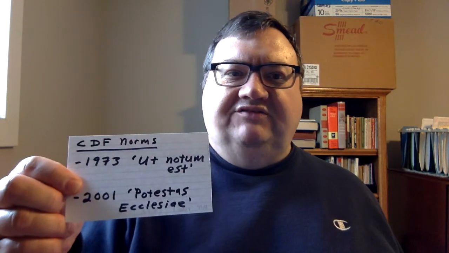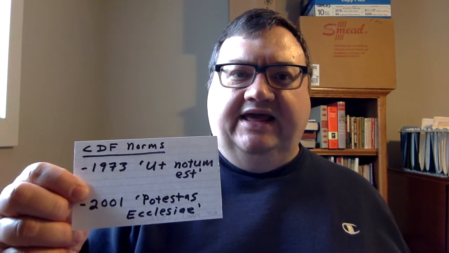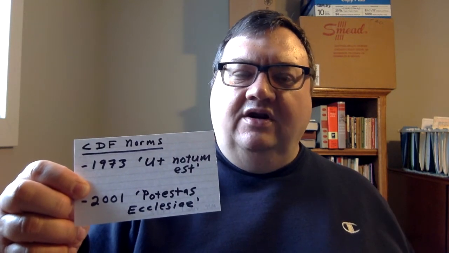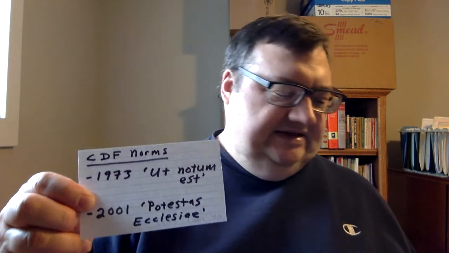As I told you, the 73 norms were called Ut Notum Est. The 2001 norms, which we're still operating under, are called Potestas Ecclesiae, and that is what is going to be the subject of our next video. We'll go through those norms and discuss how these cases actually proceed.